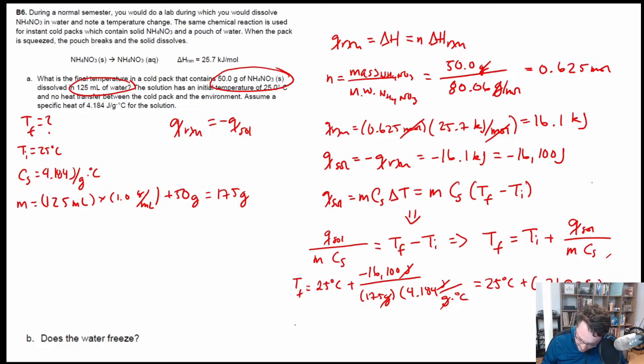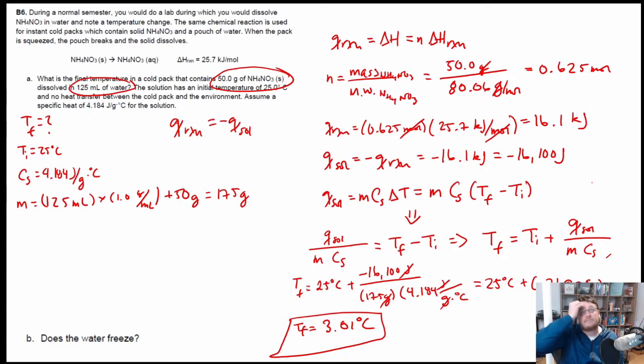So we have that right there. So then that means that temperature final is going to be 25 plus negative 21.99, comes out to 3.01 degrees Celsius, right? So that's what the final temperature is of our solution in this case right here, which is pretty cold, right? 3 degrees Celsius, I think, is like 35 or 37 degrees Fahrenheit or something like that. Something along those lines.